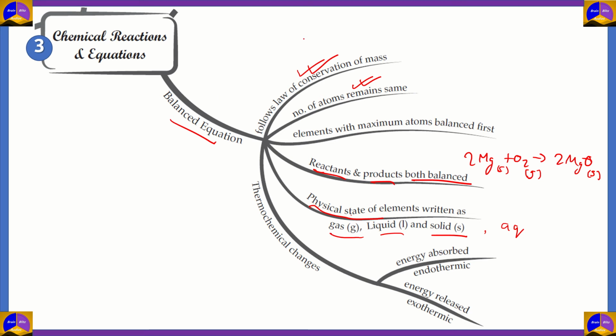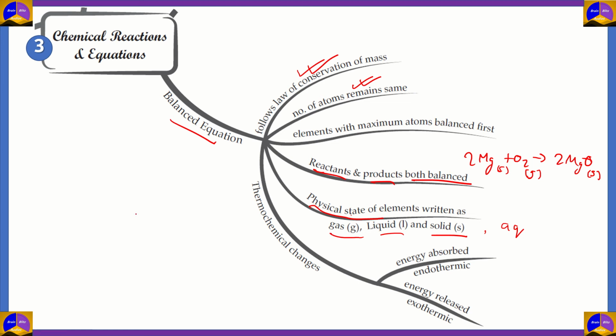So any equation, any skeletal equation can be balanced by the hit and trial method. So you put in numbers and count the atoms on both sides, and when they are satisfied, when the number of atoms are equal, then you have a balanced equation. But also don't forget to put in the physical state of every reactant and product.